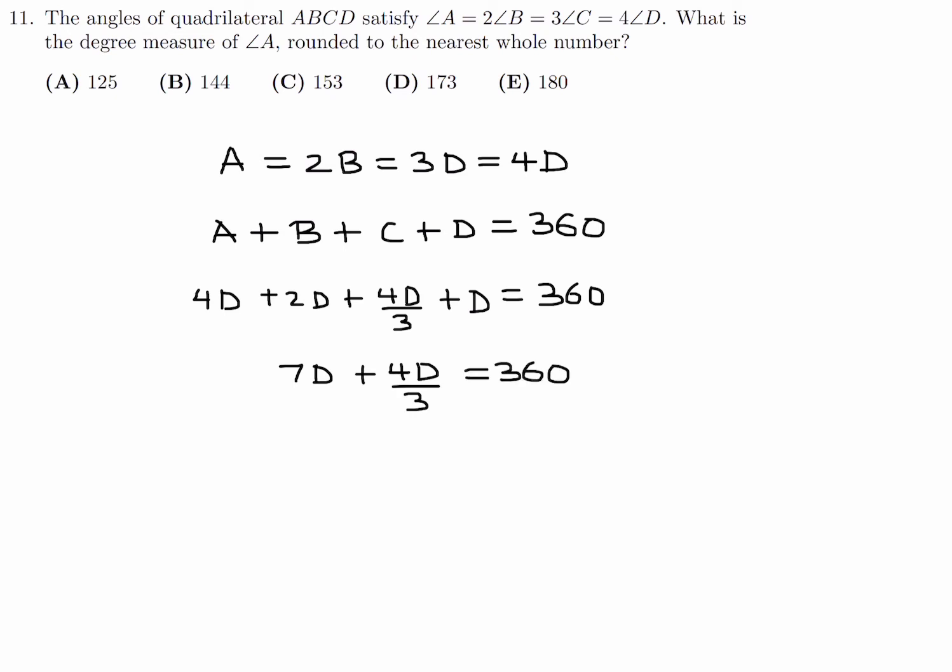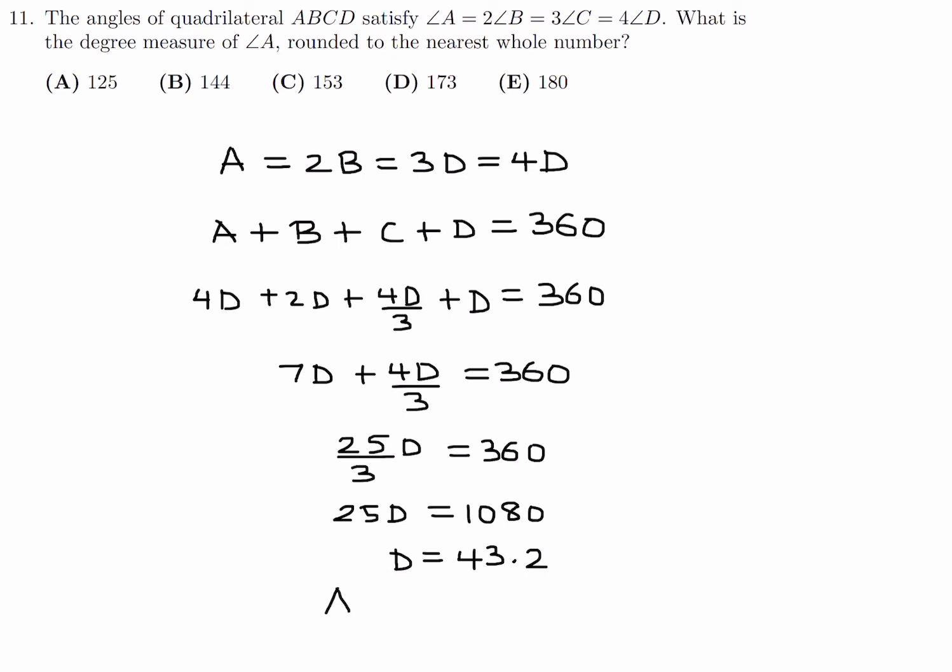If you add this fraction, you get 25 over 3, and that's D. Solving, we get 25D is equal to 1080, and therefore D will be 43.2. And since A is equal to 4D, A will be equal to 172.8. Rounded to the nearest whole number, it's 173. So the answer to number 11 is D.